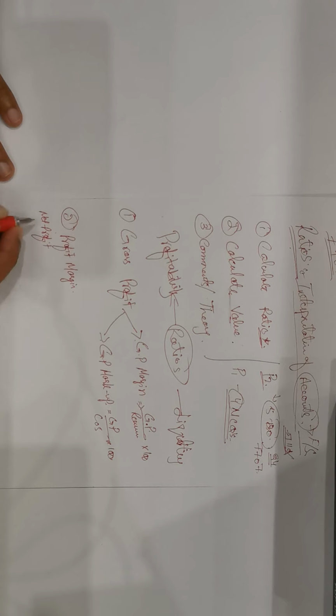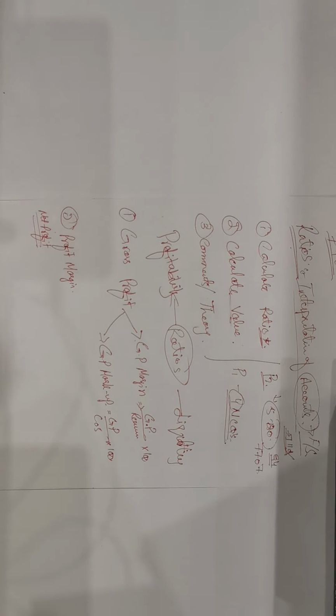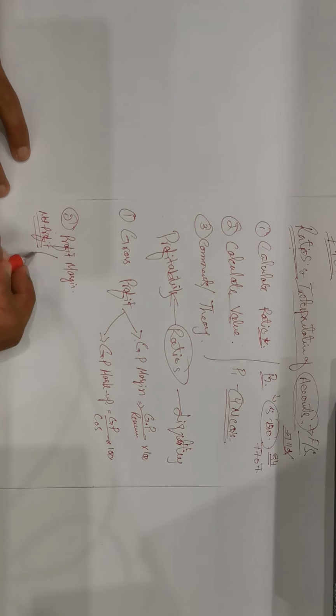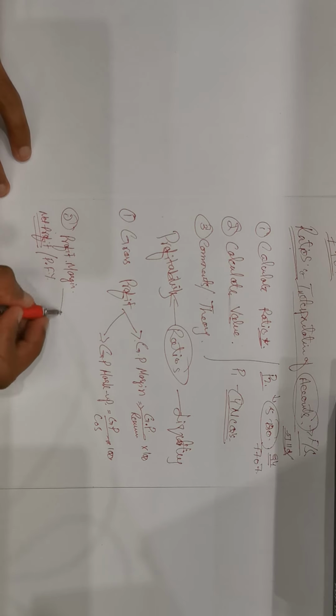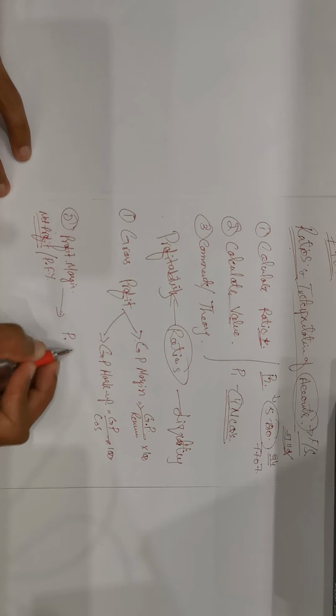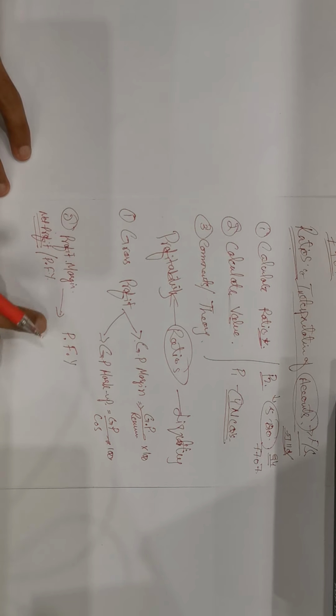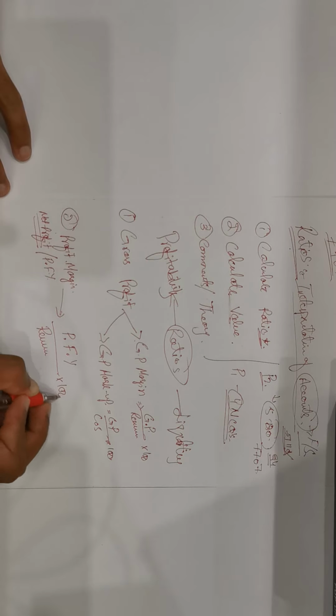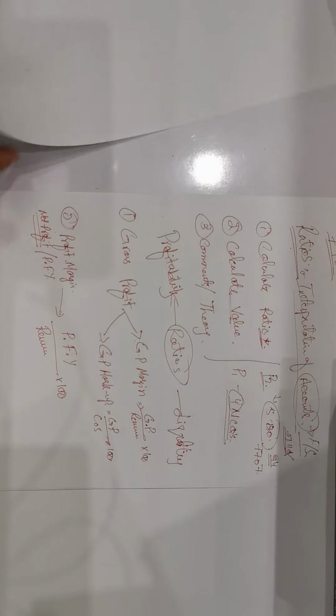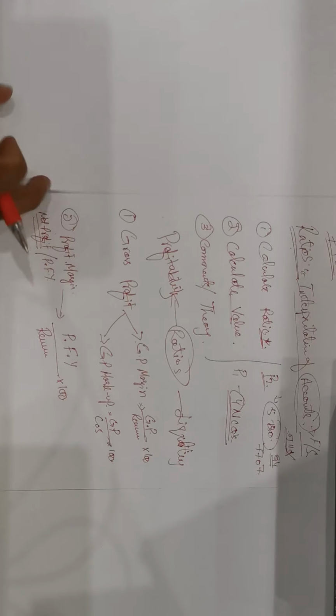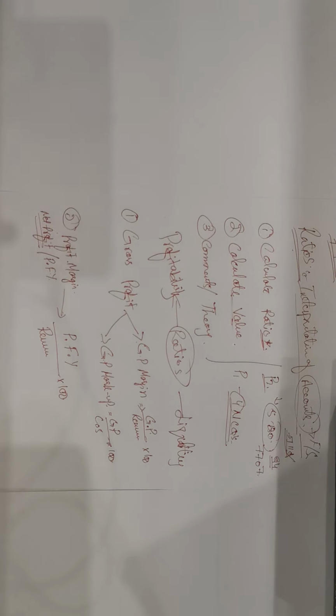Now, net profit margin is the old terminology, but you may find it in certain past papers or in some books. Net profit margin, the new updated terminology, is profit for the year, and the formula for the profit margin is profit for the year divided by revenue into 100.